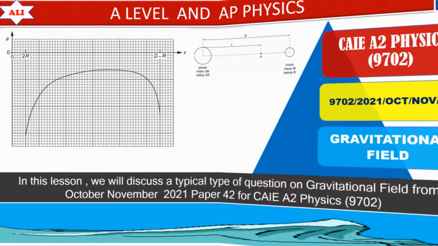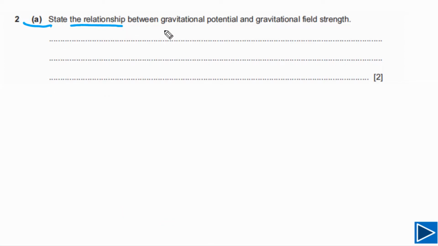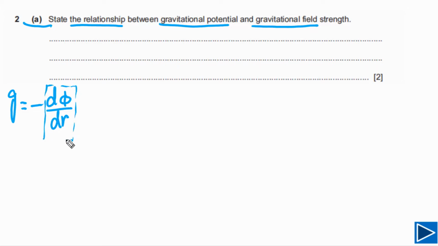For part A, we need to state the relationship between gravitational potential and gravitational field. So let's try to understand how these two are linked together. We can simply say that G is equal to negative of dφ over dr. That's all we need to understand, and that's all we need to write down for the answer of this question. So these two things we have to mention.